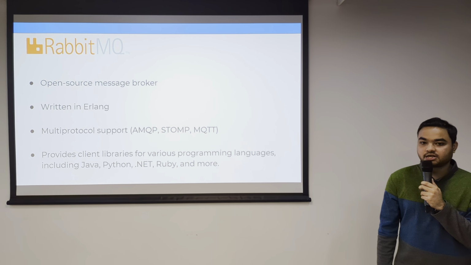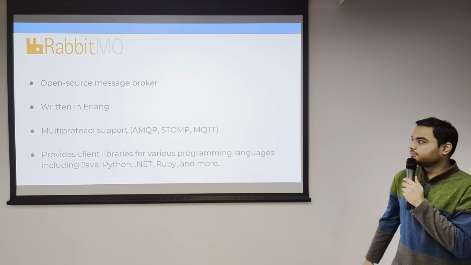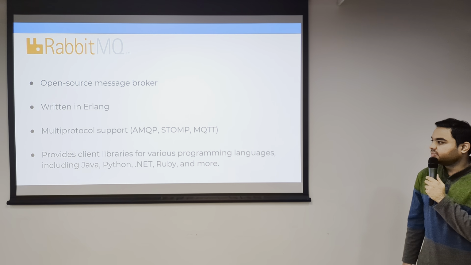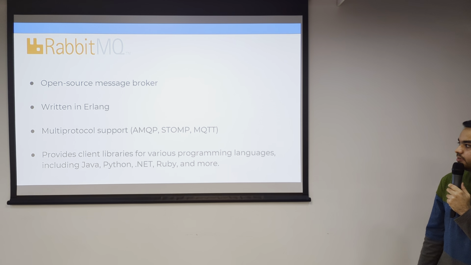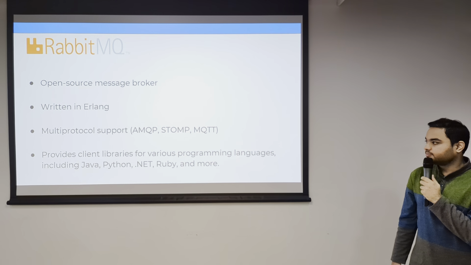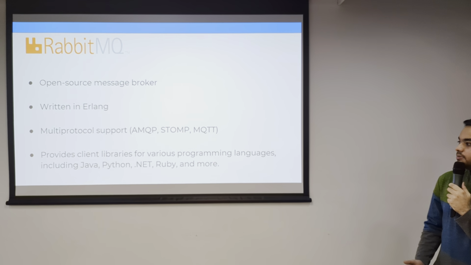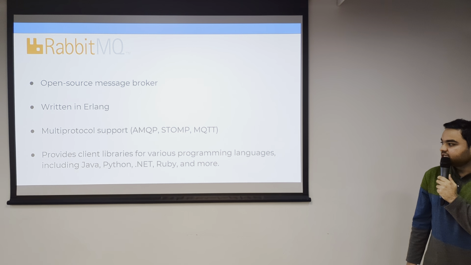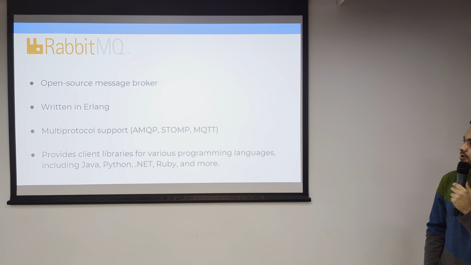So let's discuss RabbitMQ. RabbitMQ is an open source message broker. It is written in Erlang, and it supports multiple protocols, that is AMQP, STOMP, and MQTT. It was first built on AMQP, and STOMP and MQTT came after. It was done by open source people, and it supports multiple client languages, let's say Java, Python, Ruby, and all.